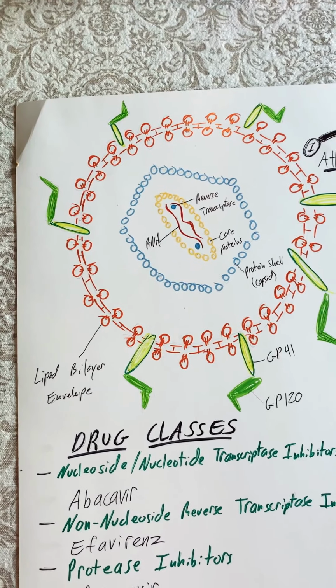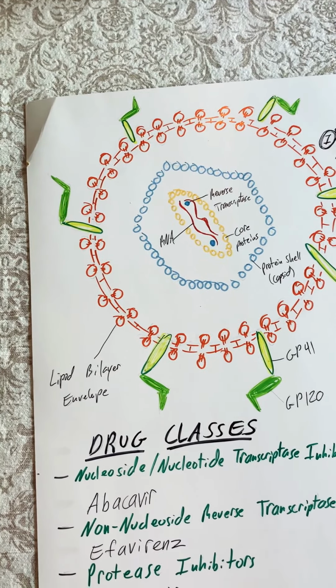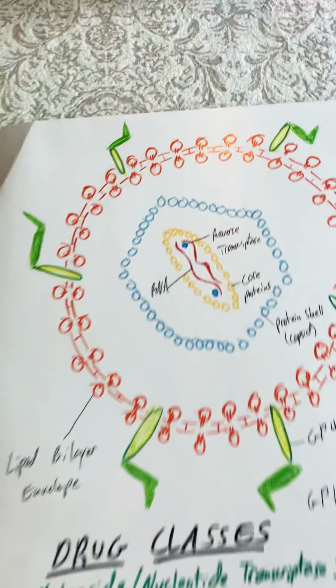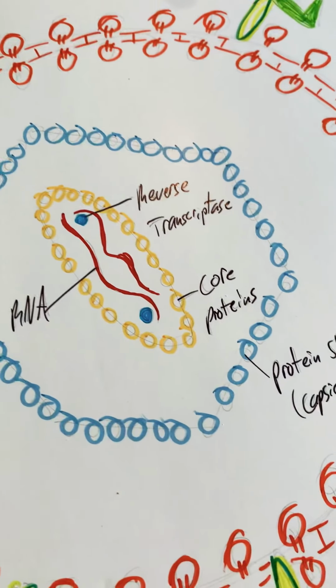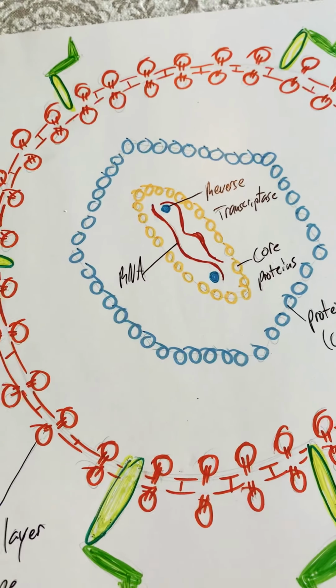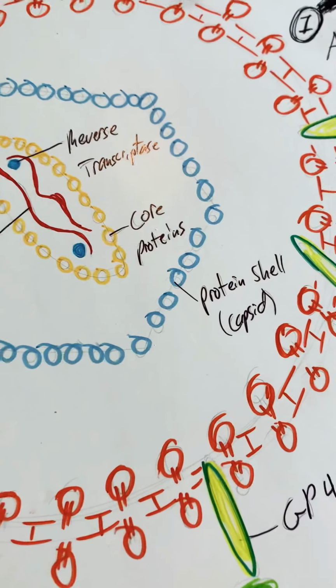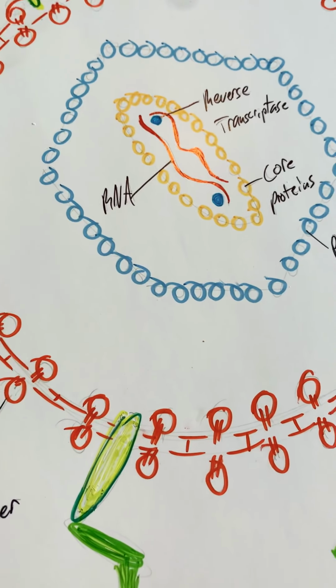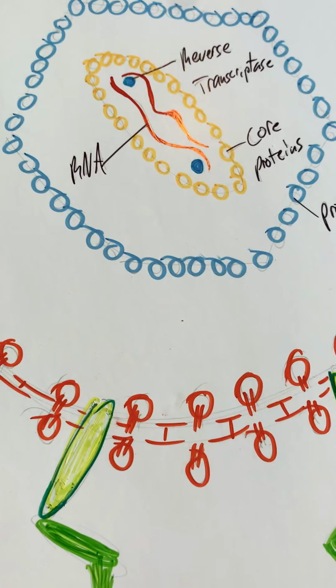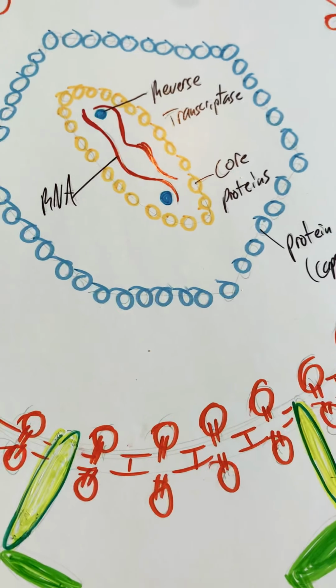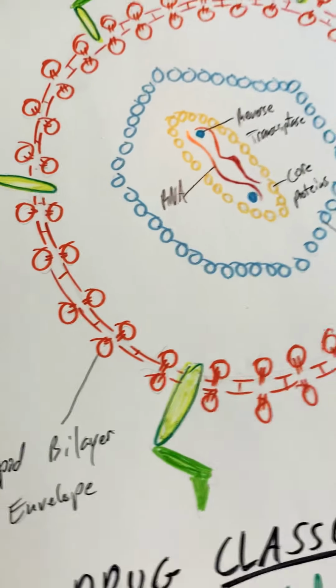cell. Consists of a nucleic acid surrounded by core proteins, which in turn are surrounded by a capsid shell protein. That's the blue. Which in turn are surrounded by a lipid bilayer envelope. See that?